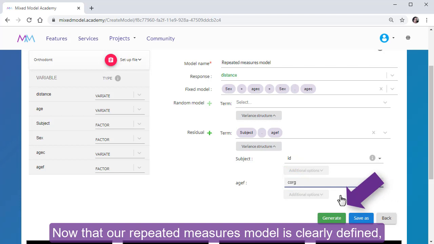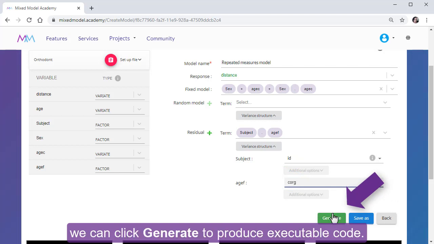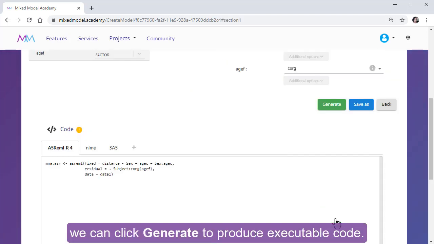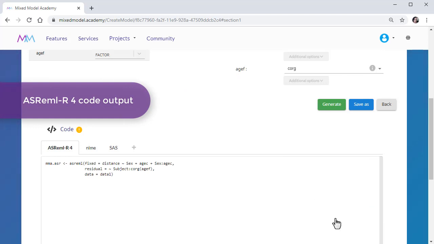Now that our repeated measures model is clearly defined, we can click Generate to produce executable code.